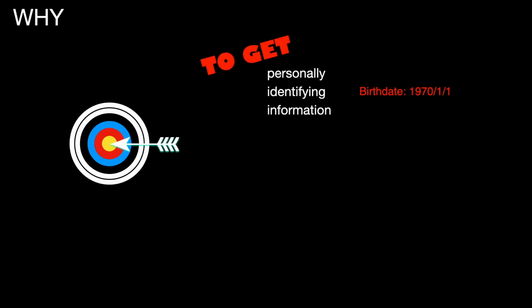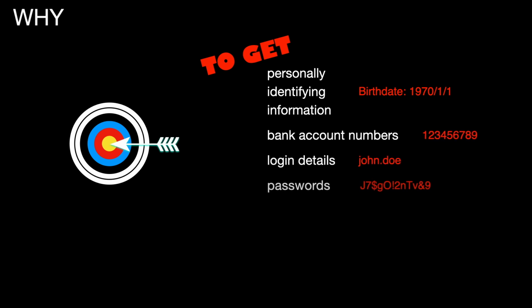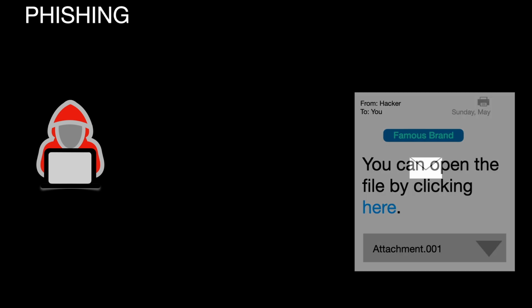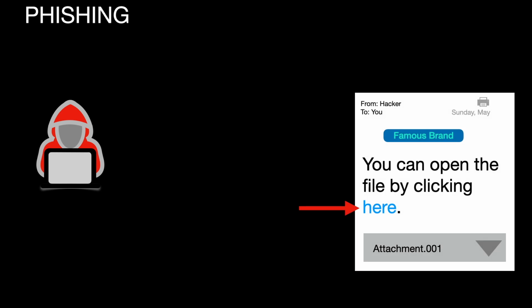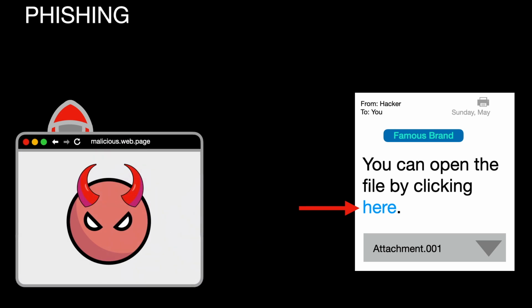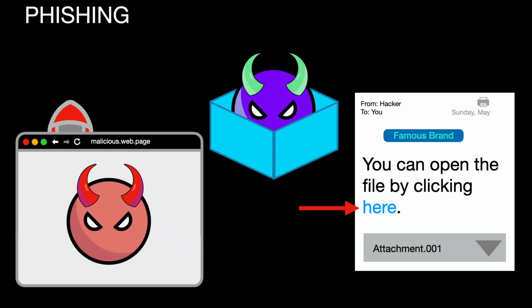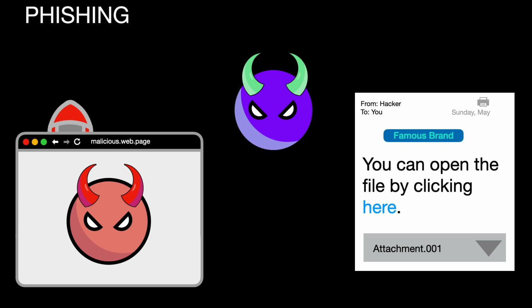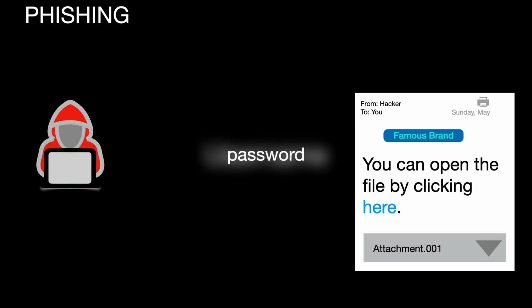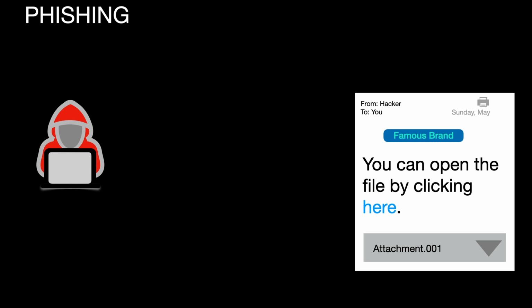The objective of all these phishing attacks is to obtain personally identifying information, bank account numbers, login details, passwords, or company credentials. Let's look at the most common form of phishing. A hacker sends you an email with a link. If you click on the link, it could do a number of things like open up a malicious web page or download malicious software. These are ways to trick you into revealing information, such as your username and password. So of course, don't respond to the email or click the link.